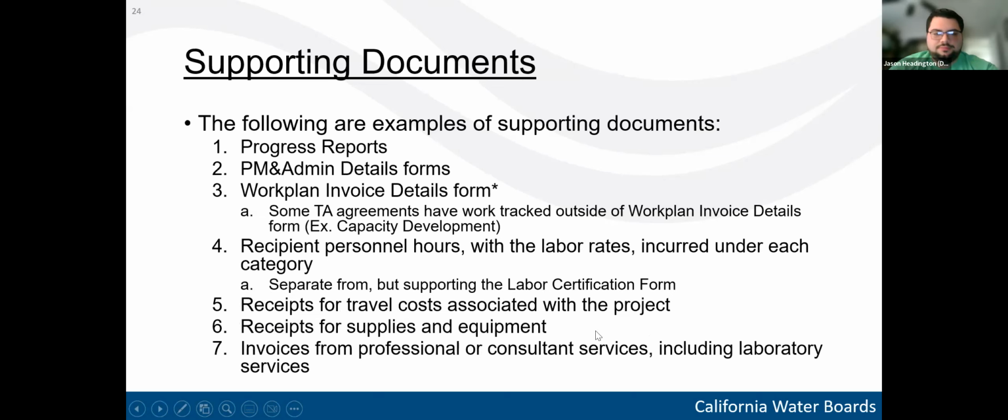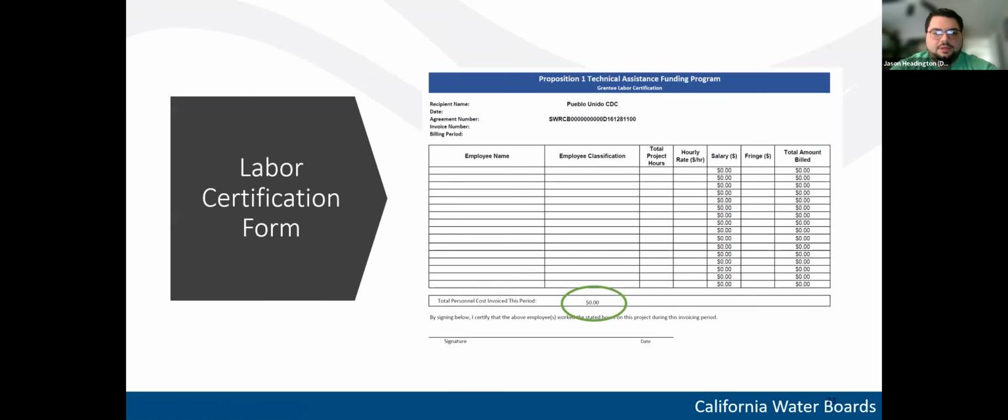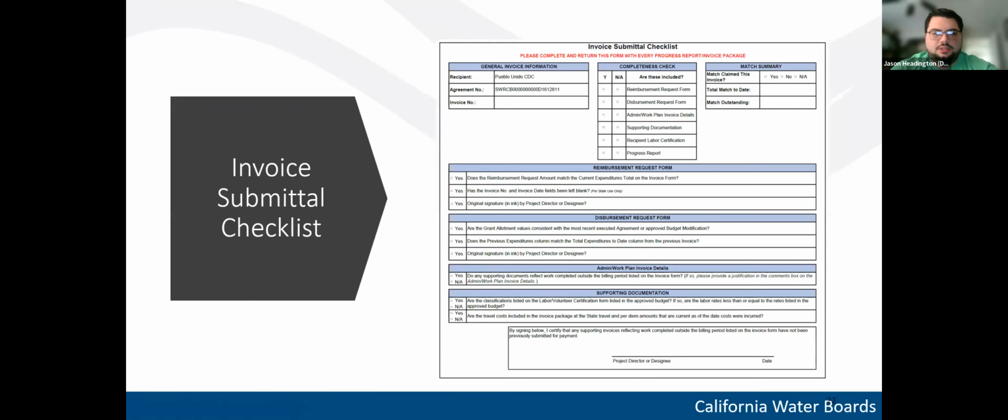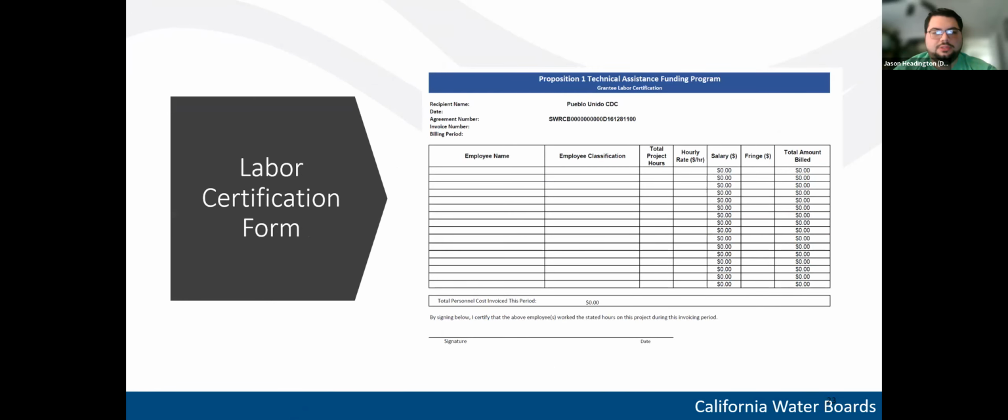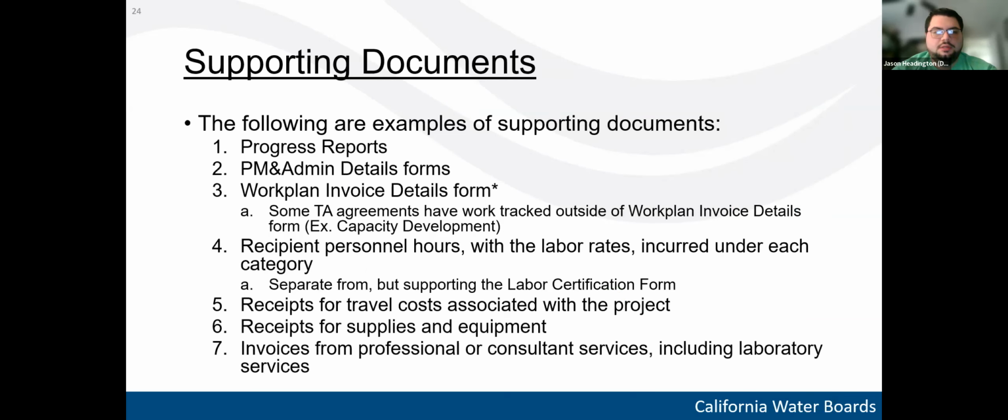So to summarize, I'm going to back up here. On your supporting documentation, you're going to have one invoice submittal checklist, one labor certification form summarizing all the labor done on the invoice. And then you're going to have a different mix of these items here, depending on what's being claimed. Most likely, you'll have one admin sheet for the admin work done, and then you'll have work plan invoice detail forms for each AR.